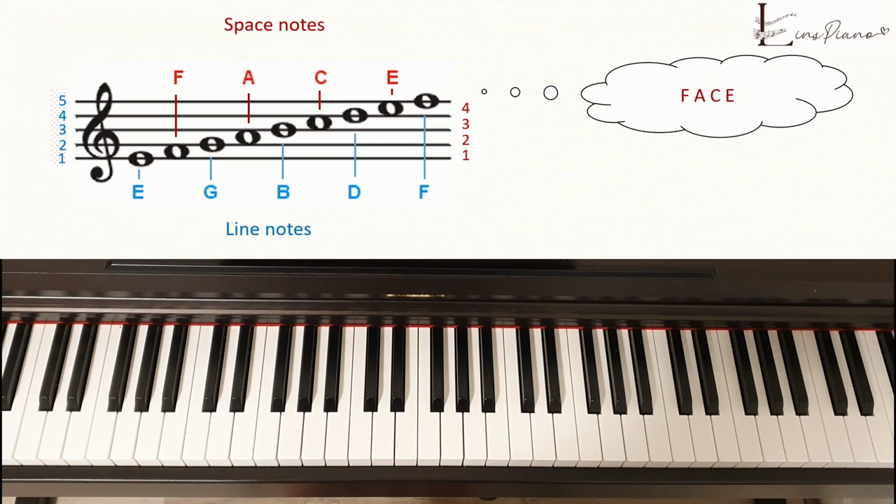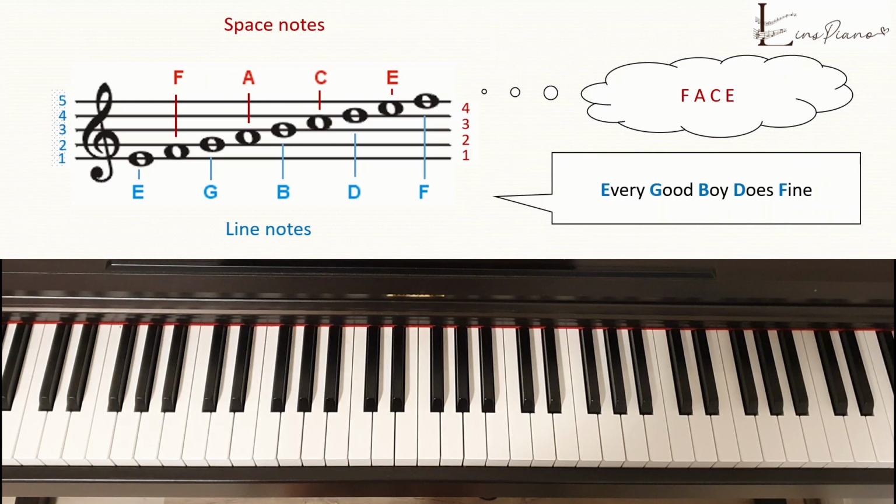The 5 line notes are E, G, B, D, F. The sentence "every good boy does fine" could be used for easy memorization. And always keep in mind that they are counted from the bottom to the top of the staff.